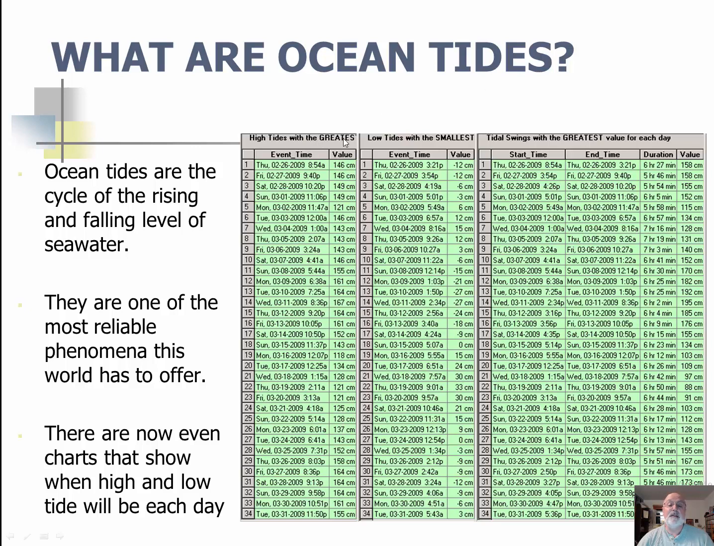These are the high tides with the greatest variance. This is the low tide with the smallest variance. And then we have the tidal swings with the greatest value. You can take a look at the largest number there, probably close to the smallest there, and probably close to the largest variance there, all happening on Thursday. This was actually in 2009, March 12, 2009, and it happened right around 3 o'clock in the morning.